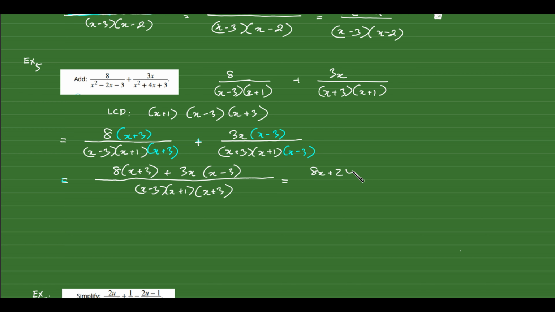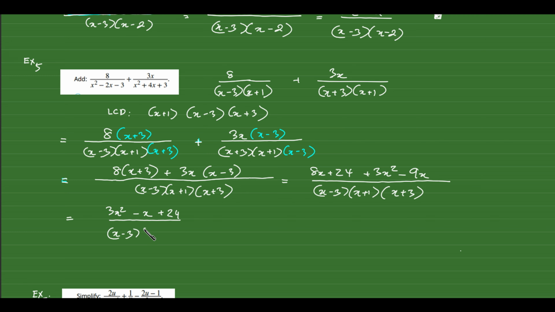So 24 plus 3x squared minus 9x over x minus 3, x plus 1, x plus 3. Then you combine like terms. 3x squared, and x minus 9x is negative 8x, plus 24, over x minus 3, x plus 1, x plus 3.